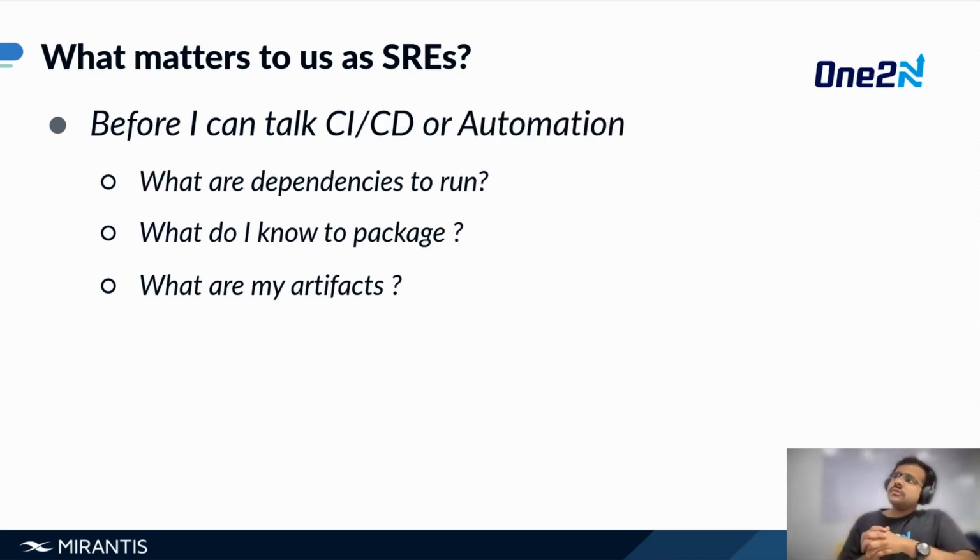And also, when it comes to the automation part, things like CI/CD or GitOps, I first have to know what my dependencies are. How should I package these dependencies? What are my artifacts going to be?